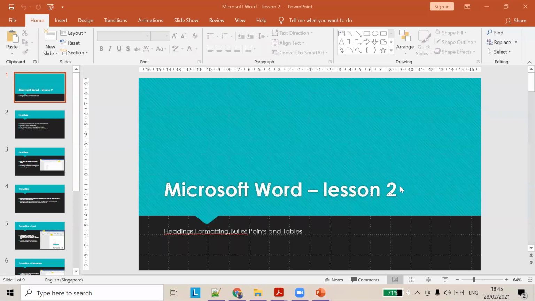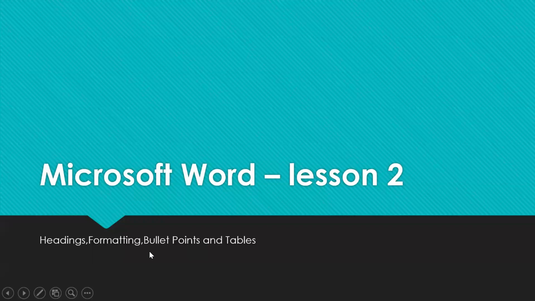I think last week we saw about basic functions in Word, right? So how to cut, copy, paste, and all those things. So this week we'll see about headings, how to create headings, formatting, bullet points, and tables in a Word file. We'll learn all these things with an example, and you'll have a homework at the end of the session, which you have to complete by the end of next week. Okay.